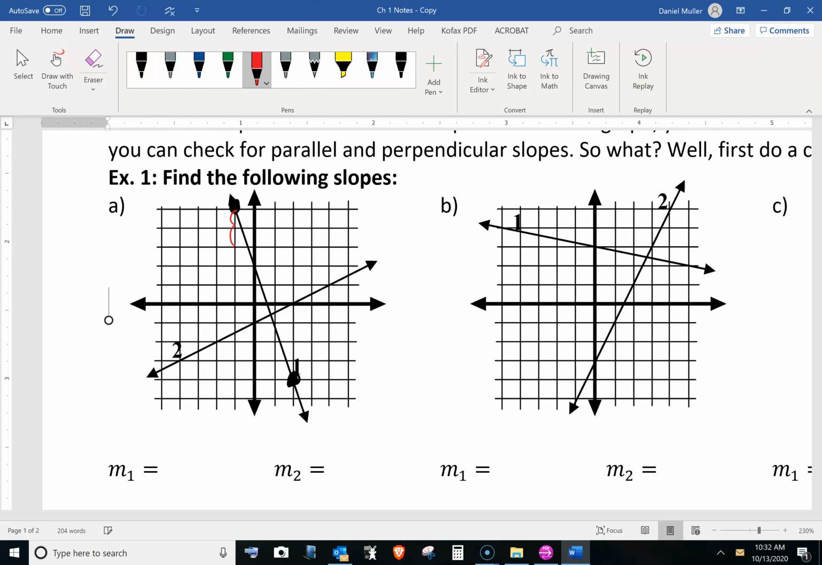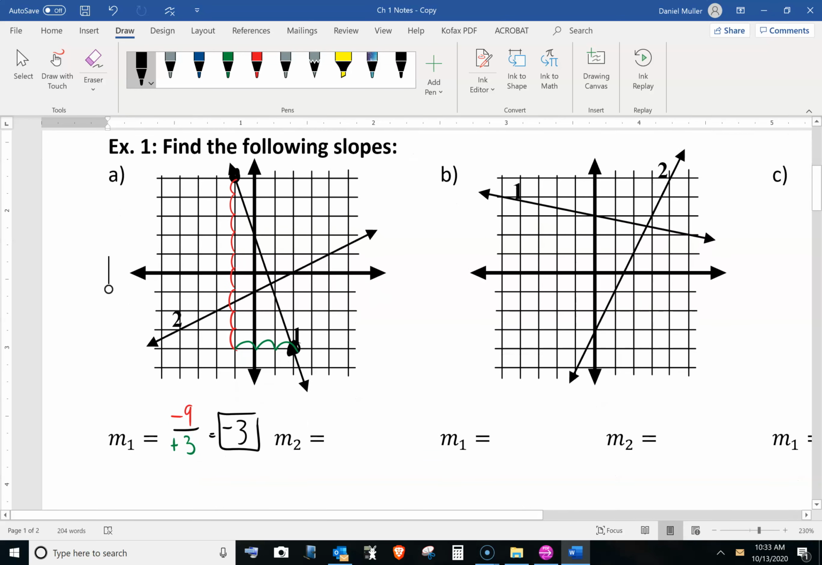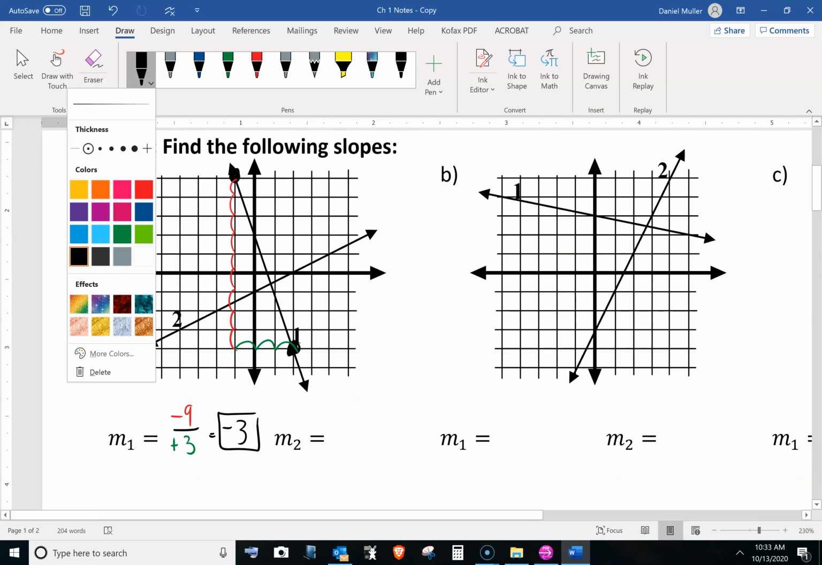So we have 1, 2, 3, 4, 5, 6, 7, 8, 9. Remember, I started at the left point. I always choose that just to be consistent, and I have to rise down. So I'm going to go minus 9, and then I'm going to go to the right 1, 2, 3. That's a positive 3 because I'm going towards the right. So negative 9 over 3 is negative 3, or negative 3 over 1.